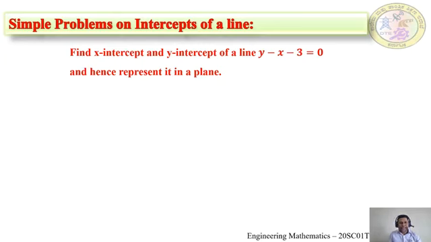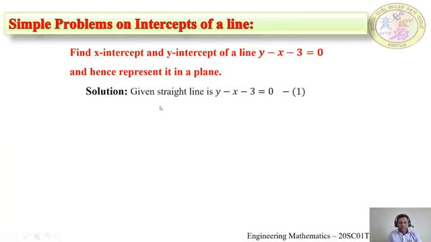The only thing is that finding the x-intercept is common, and finding the y-intercept is also common. The only thing is that representing on a plane is different depending on the positive and negative signs. You need to check which product comes. So we will check this one. Find the x-intercept and y-intercept of the line y minus x minus 3 equal to 0 and hence represent it in a plane. Same problem: find the x-intercept, find the y-intercept, and then show it on the plane.